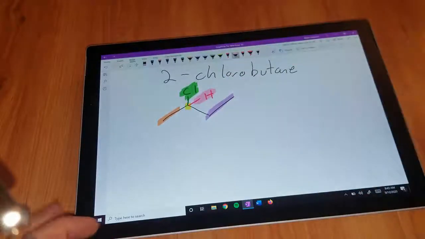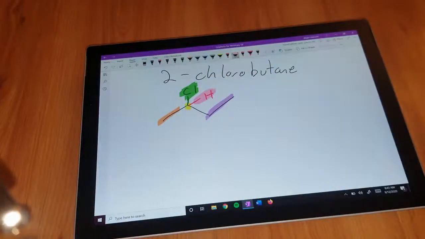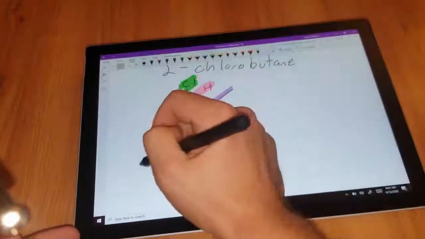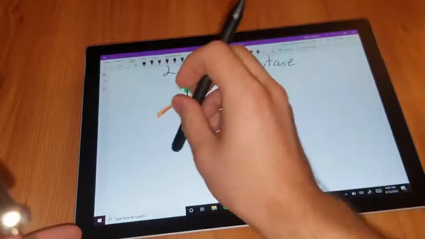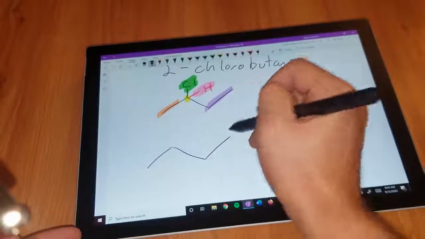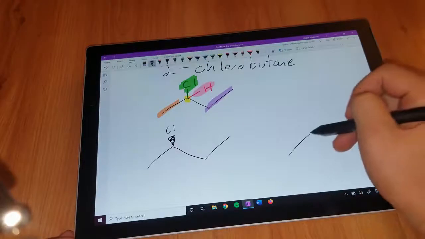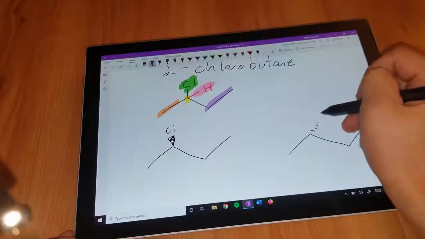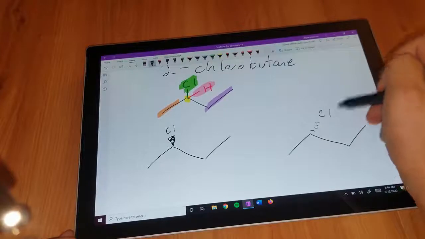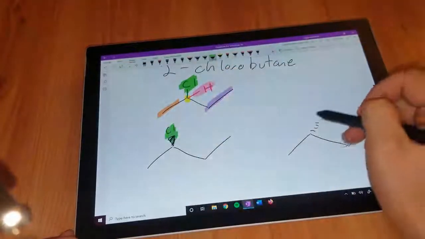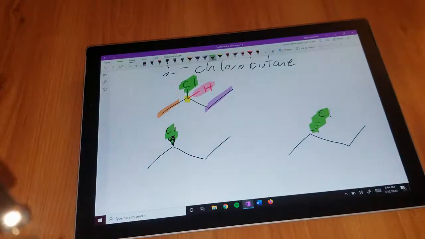And so those are 4 different groups on this sp3 carbon, and so this makes it a stereocenter. And so there's some stereochemistry that's interesting here. And so there's actually 2 different stereoisomers, or a set of enantiomers for this compound. We could draw this compound with a wedge on this chlorine, or we could draw it with a dash on this chlorine. Right? Wedge, dash. And so that's what I've got here.